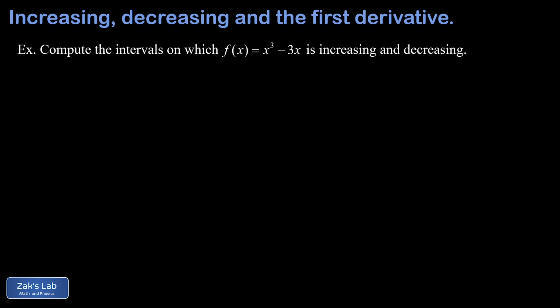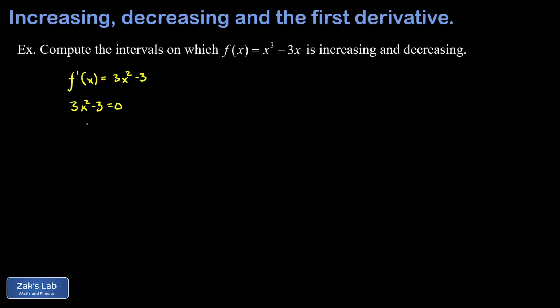Finally, we have an example where we're given the formula for a function, and we're asked to find out where this function is increasing and decreasing. So what we want to do is study the derivative of this function and figure out where that's positive and negative. So we start by taking the derivative, and f prime of x is going to be 3x squared minus 3. And to find out where this thing is positive and negative, it's really useful to find out where it's equal to 0. So 3x squared minus 3 is equal to 0.